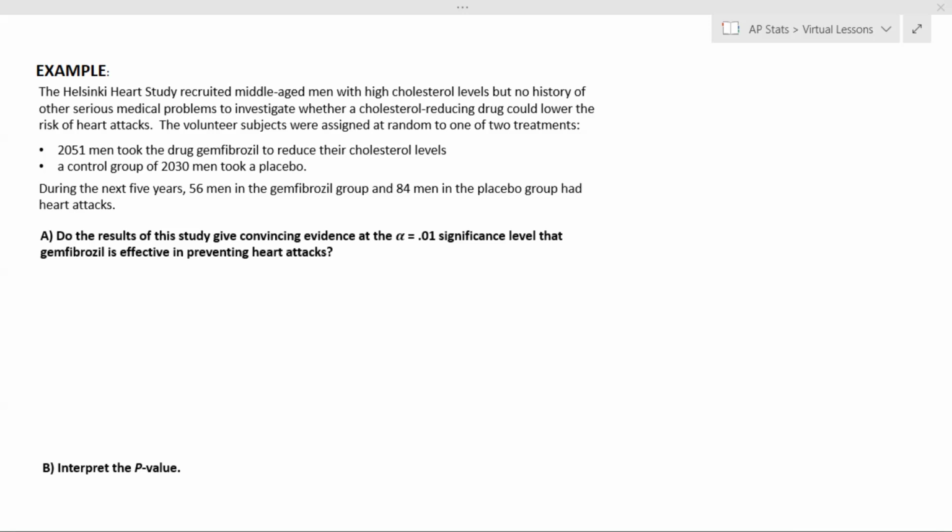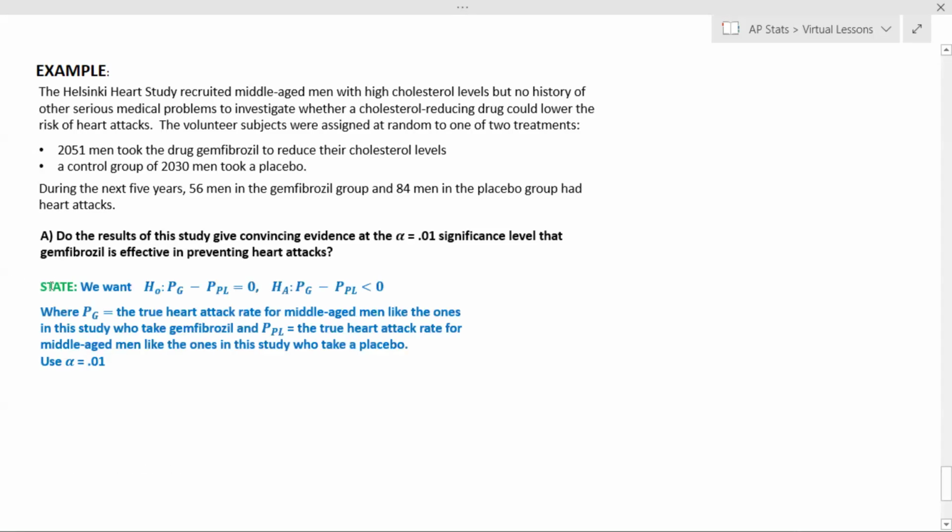So again, the first thing that we need to do is the state step. We're going to have to perform the four-step process here for a significance test. So remember, we're going to state our null and alternative, we're going to define the parameters, and we're going to state the significance level. All right. Even though they said the significance level in the setup of the problem, in our four-step process, we still need to include that as well.